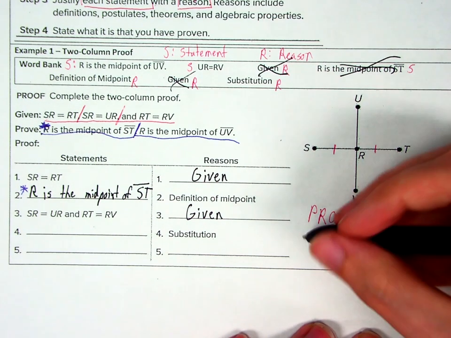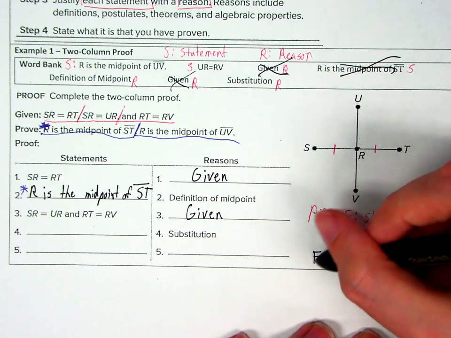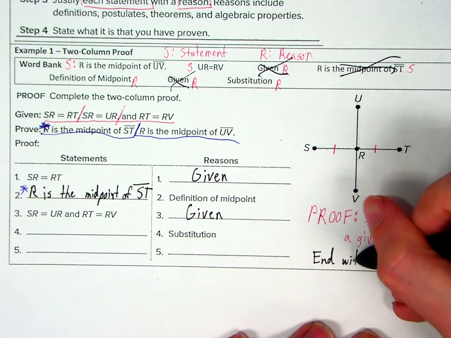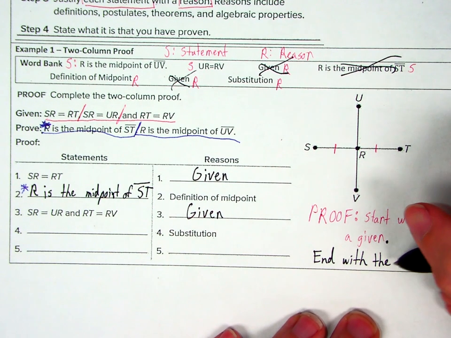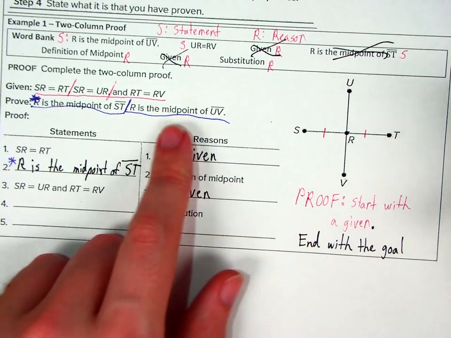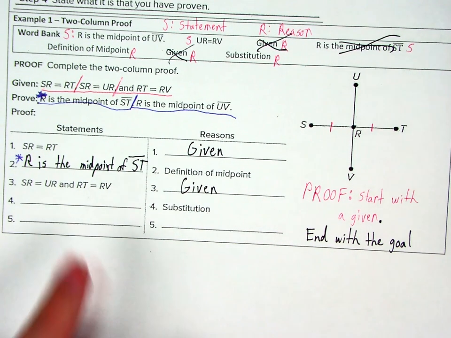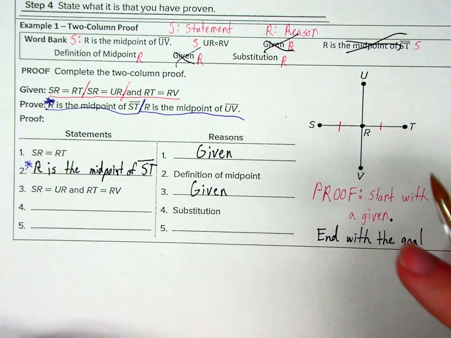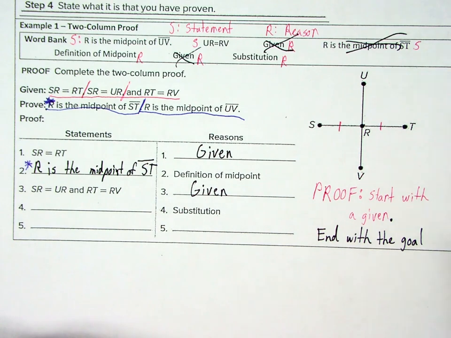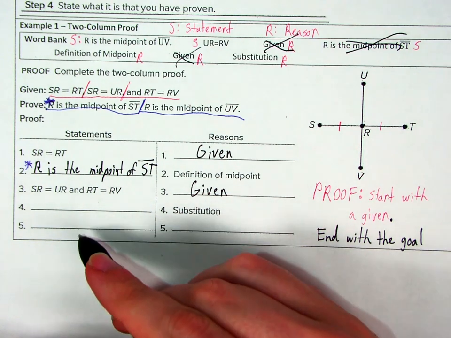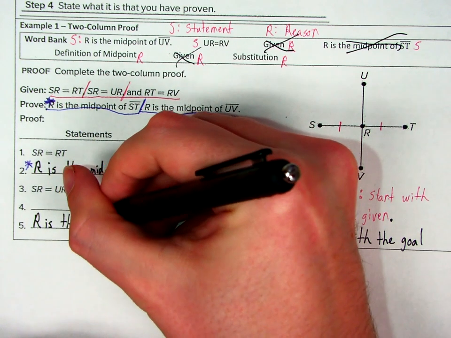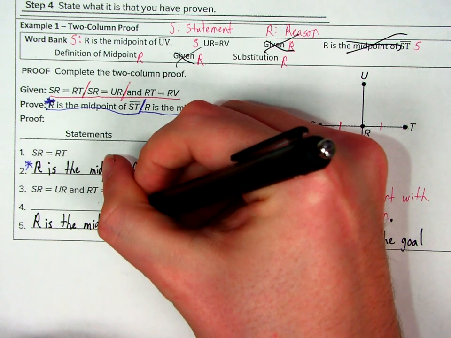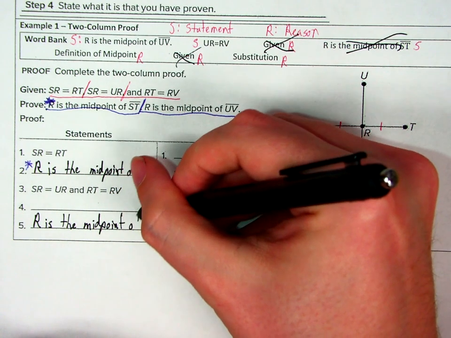Proof, we start with a given and end with the goal. We want this. We know it's going to be the last thing. We'll write that down. We know that the last thing should be R is the midpoint of UV.